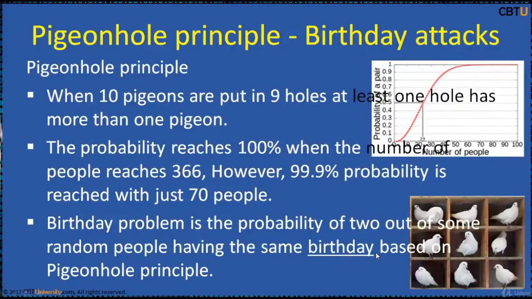Pigeonhole principle is the basis for birthday attacks. This is a probability model where if 10 pigeons are put in 9 holes, at least one hole has more than one pigeon. The probability reaches 100% when the number of people reaches 366, the days in a year. However, 99.9% probability is reached with just 70 people. Birthday problem is the probability of 2 out of some random people having the same birthday, based on the pigeonhole principle.